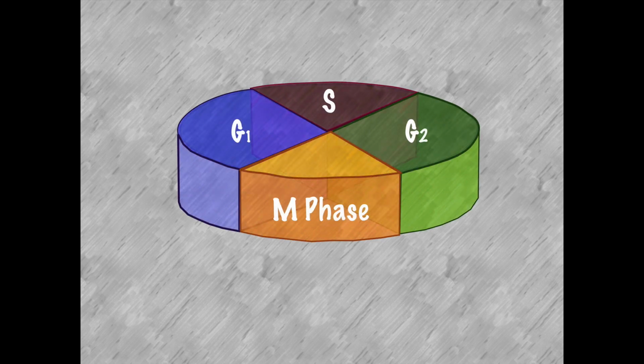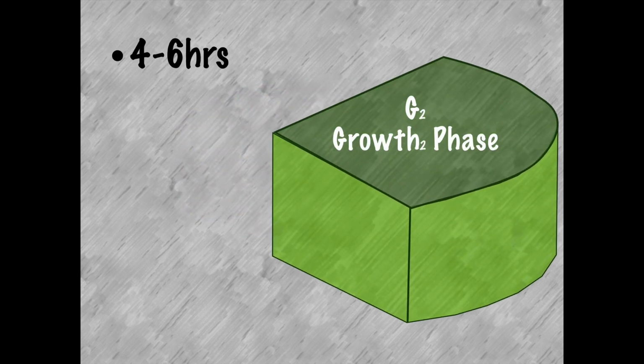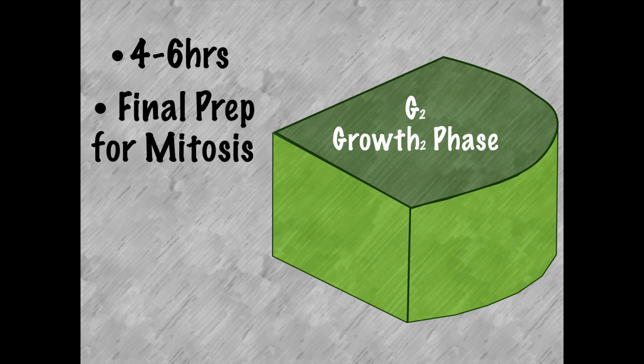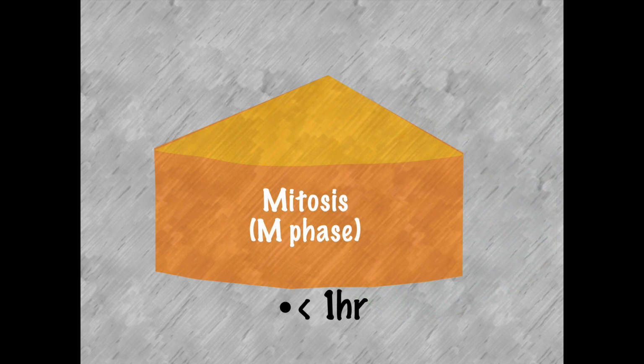And then finally, we have the G2, the growth phase number 2. And this one lasts anywhere from 4 to 6 hours. And it's very much related to the G1 phase in that it's essentially the final prep for mitosis. So we are still copying some of the organelles, but for the most part, it's prepping everything for that final mitosis M phase. And then we get to the M phase mitosis.